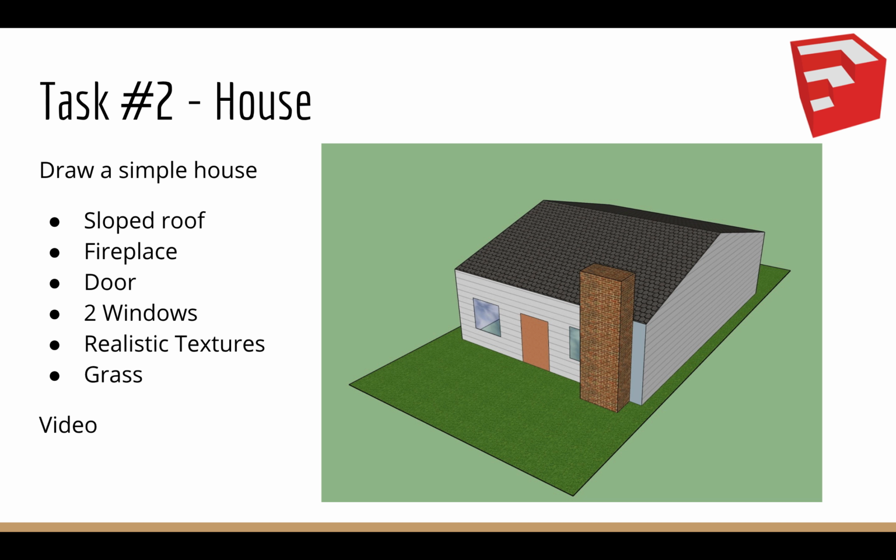Alright, you've completed task 1. Now you are working on task 2, which is starting to create a house. Now with the house, we're going to use some of the skills that we learned from task 1, like drawing lines and such. But now in task 2, you're actually going to start using some of the texture features and really start learning how to make things realistic within SketchUp.